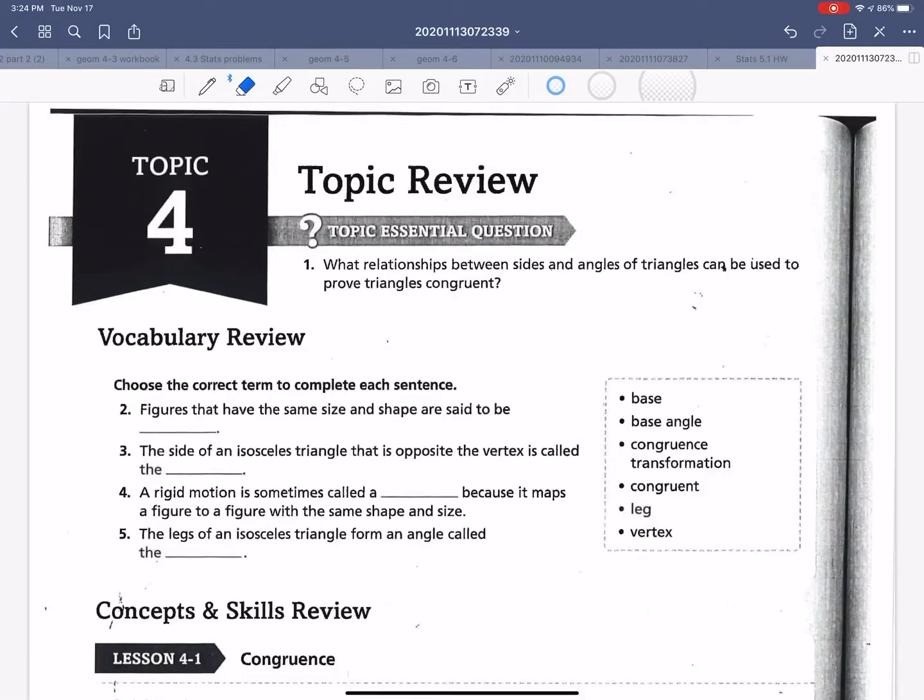This is our most important assignment yet, this grading period. We got to get this homework done so we're ready for the test. So let's take a look. It says, what relationships exist between sides and angles that can be used to prove congruent triangles?